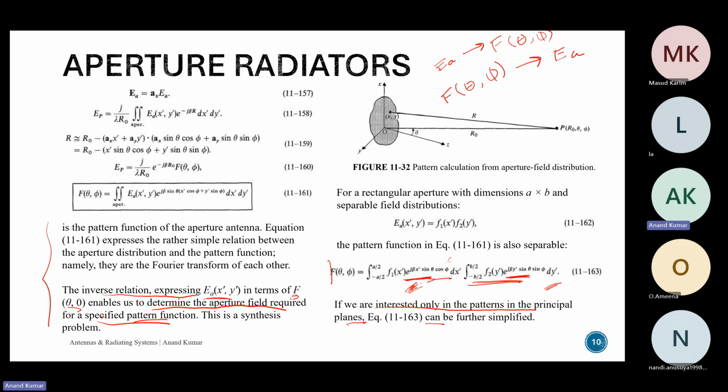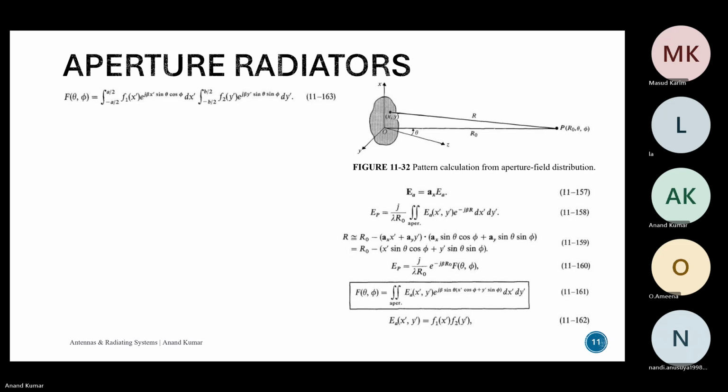Now we'll continue the discussion. Starting with the electric field at the aperture, we got the field at the point P, and then we simplify, using the approximate value of R inside the Fourier integral over here, and then we got the simplified expression for the electric field at point P and the pattern function. Now the pattern function, expressed in terms of the electric field at the aperture in the two separate functions f1 and f2, when substituted in 161, gives us the pattern function written like this.